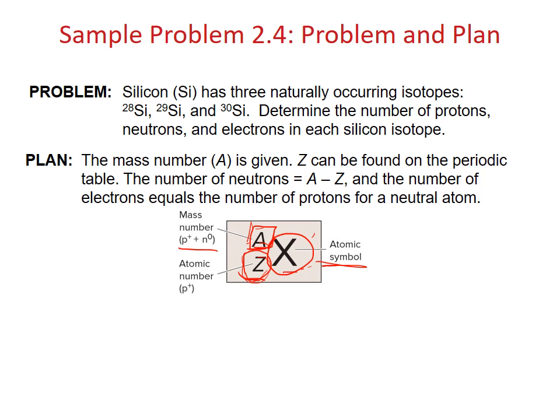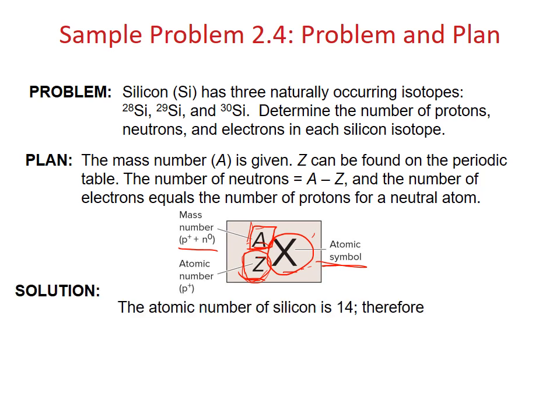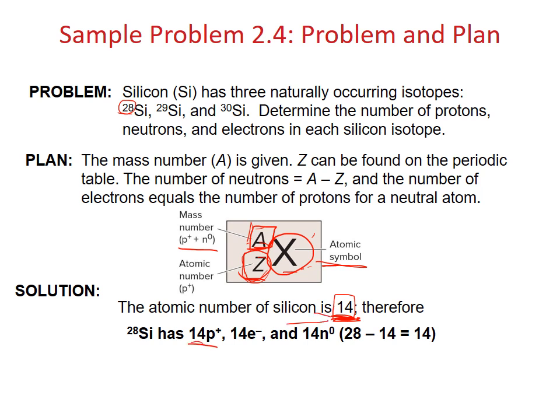So let's look at the first one. It's silicon, so from the periodic table, you should be able to find that the atomic number for silicon is 14. Then look at the first one. A is 28, so 28 minus 14 gives you 14, and that's the neutron number. The electron number is the same as the proton number, which is 14. So you have 14 protons, which comes from the atomic number from the periodic table.